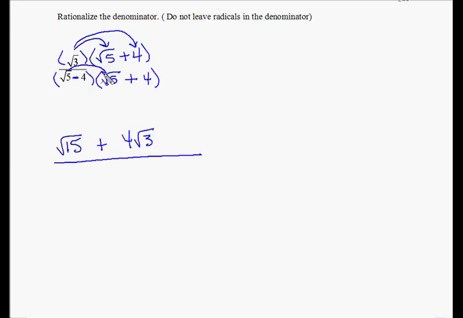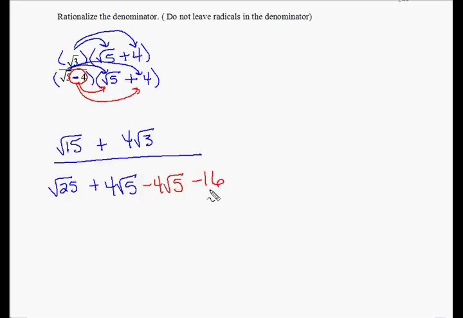The square root of 5 times the square root of 5 is the square root of 25. And the square root of 5 times 4 is 4 square roots of 5. Negative 4 times the square root of 5 is negative 4 square roots of 5. And negative 4 times positive 4 is negative 16. This is why we're multiplying by the conjugate, because when we add these terms together, we get 0. And don't forget, the square root of 25 is really 5.